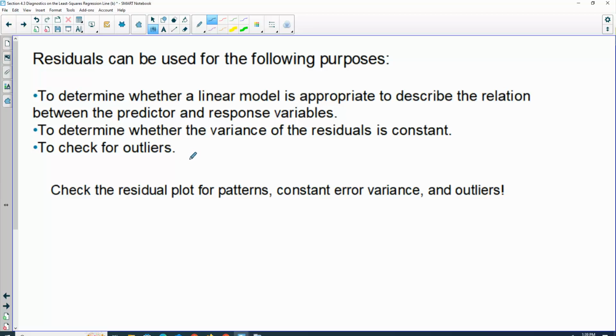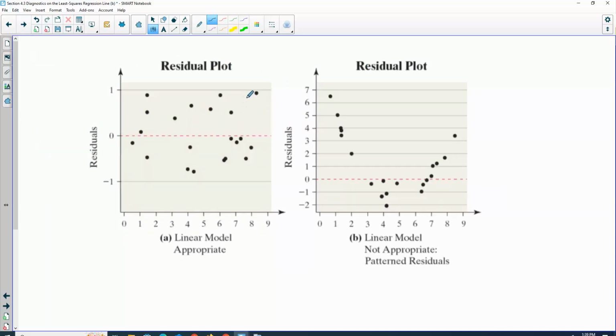How else did we look for outliers? The box plot. Remember we did the upper and lower fence to calculate it. We can also get outliers from here. To do that, we will look at what's called a residual plot. So a residual plot is basically plotting those differences.